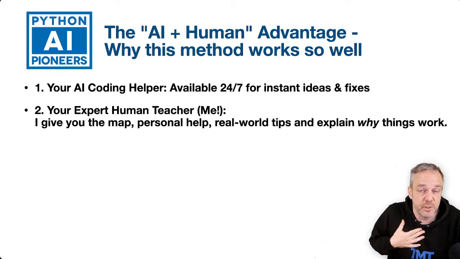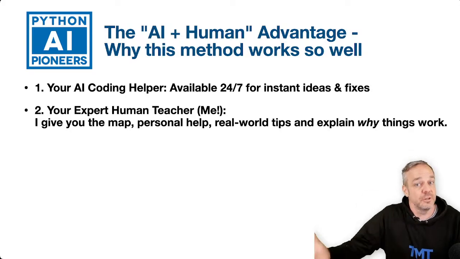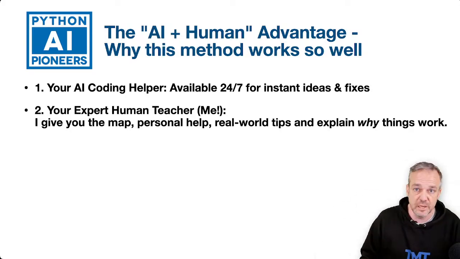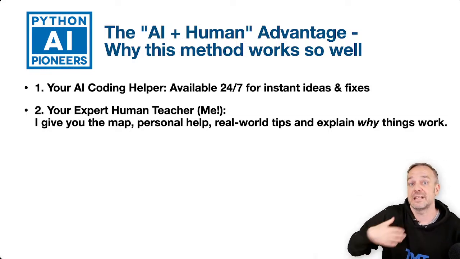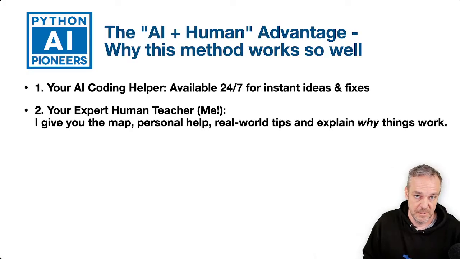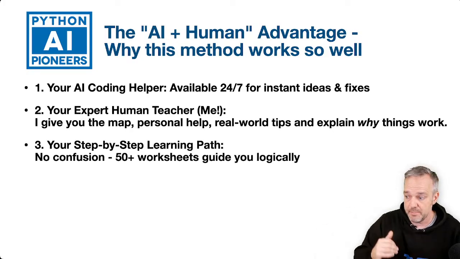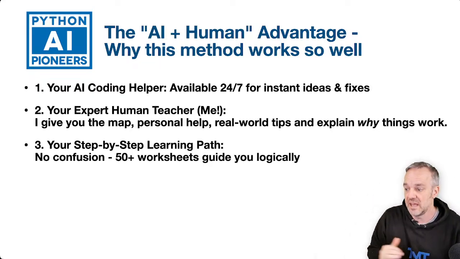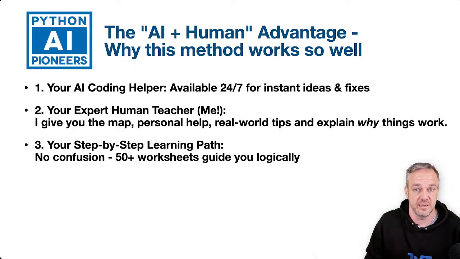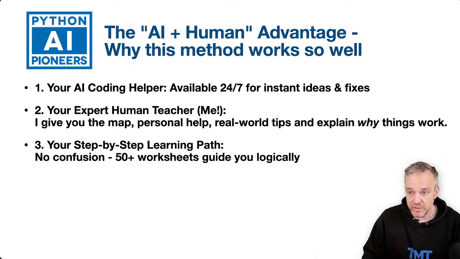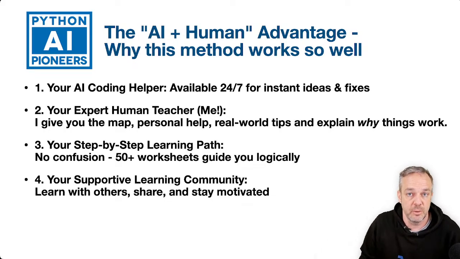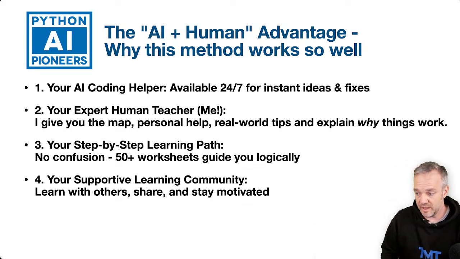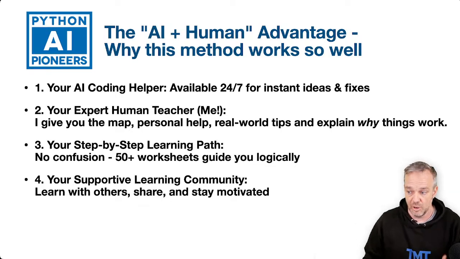But second is your expert human teacher. That's me, right? I give you the map, the personal help coming from my real world experience from almost 30 years now, 27, 28 years. And I explain why things work the way they work. And the third thing is the step-by-step learning plan, right? There's no confusion. You know exactly where you are, what to do next, and these 50 worksheets guiding you logically. And last but not least, the 4th pillar, your supportive learning community, right? We're learning together. You share with others. We stay motivated. We don't do this alone just by copy-pasting AI stuff.